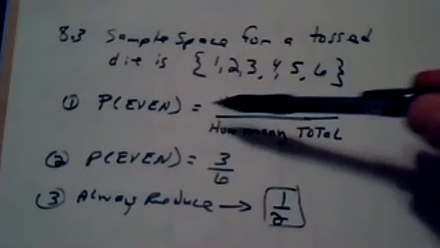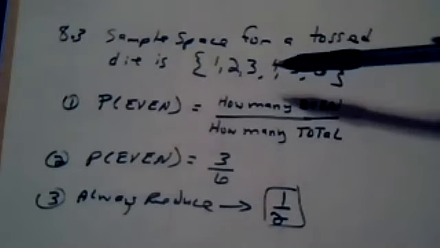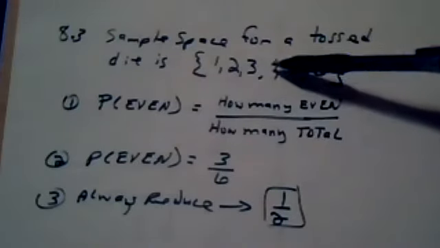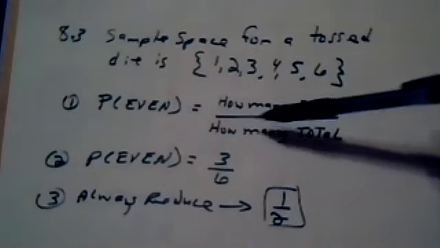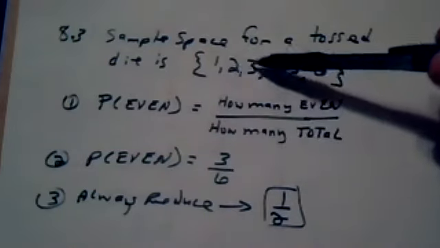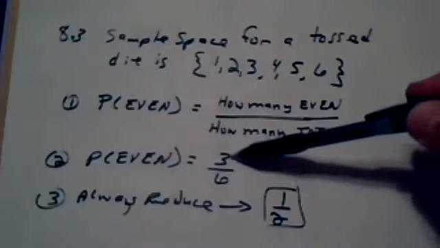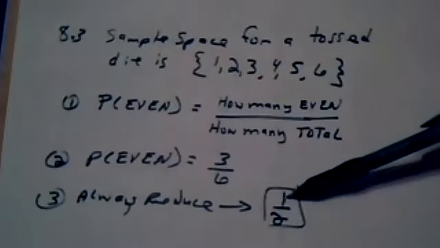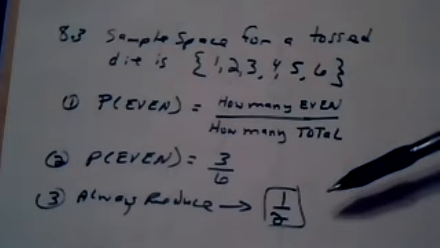Now, what's the probability of getting an even number? Well, how many are even? 1, 2, 3. So this would be replaced with a 3. How many total? Well, there's 1, 2, 3, 4, 5, 6 total outcomes possible. Divide those numbers, you always reduce, and you get 1/2. Or you could put it as a decimal, 0.5, or as a percent, 50%.